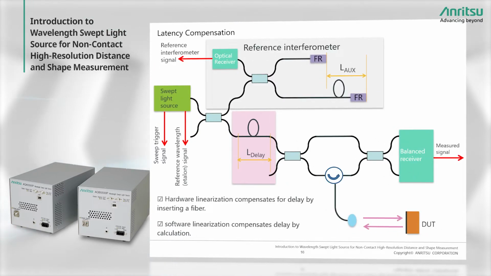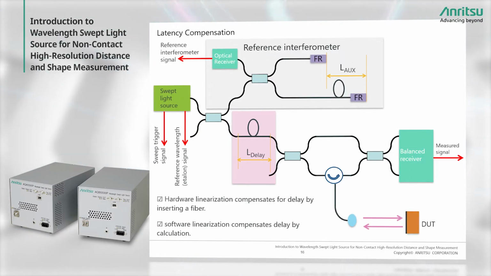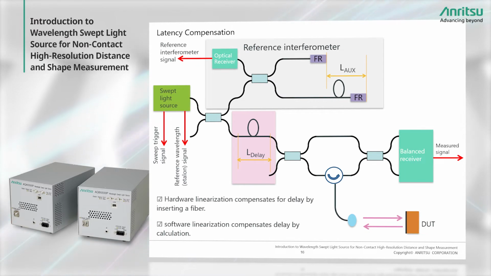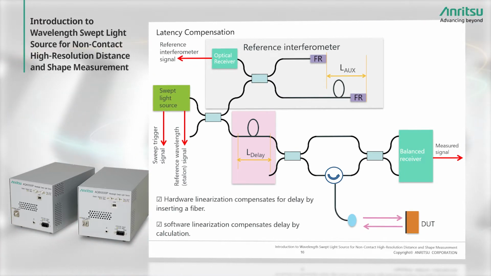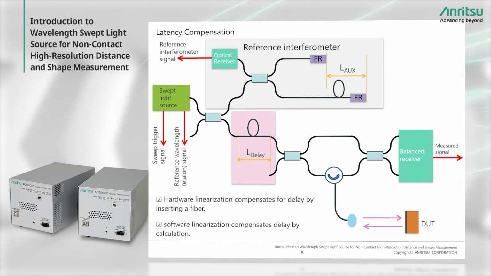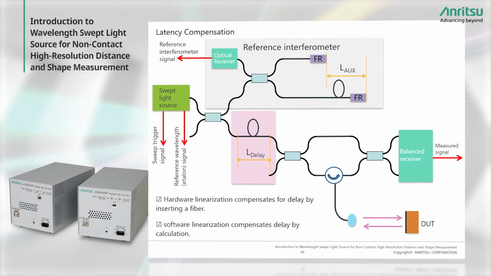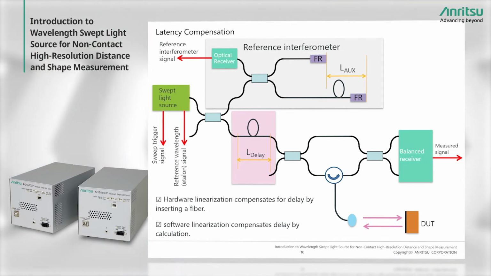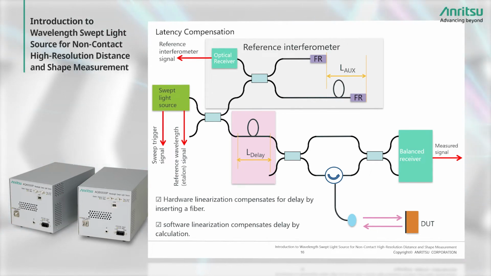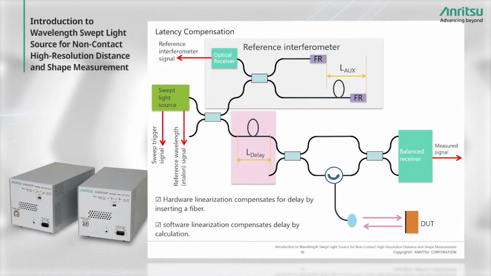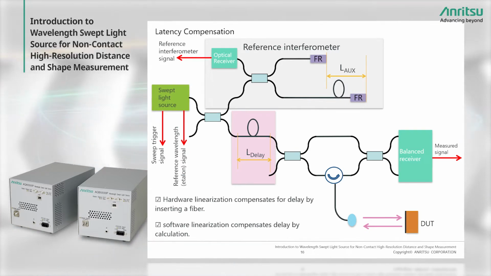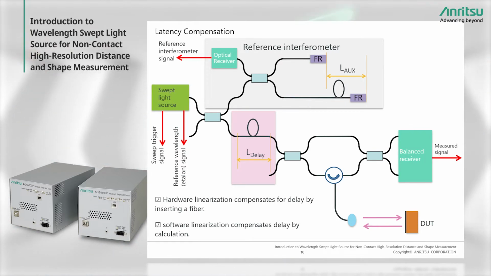Now let's look at delay compensation. As explained previously, an 8-meter fiber is connected to the reference interferometer. Connecting the fiber creates a difference between the frequency of the light received by the optical receiver of the reference interferometer and the frequency of the light received by the balanced receiver of the measurement interferometer. If this difference is large, linearization cannot be performed with good accuracy.